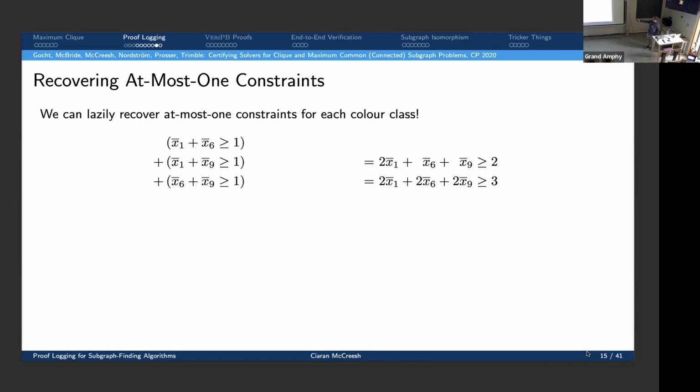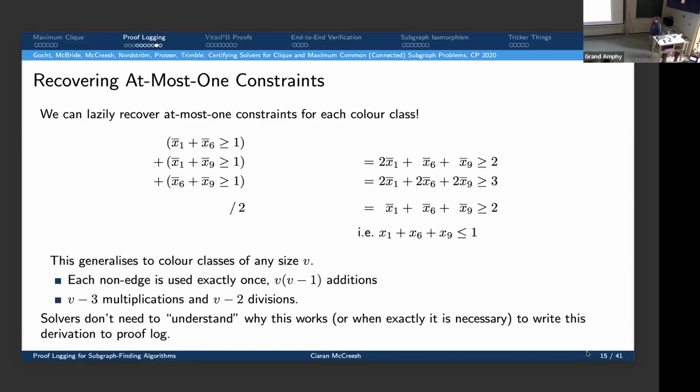We get 2 not x1 plus 2 not x6 plus 2 not x9 is greater than or equal to 3. I'm going to divide this by 2. So I get not x1 plus not x6 plus not x9 is greater than or equal to 3 over 2. Now these are integer variables. So if we think back to the division rule, I can round this up. I'm telling you that at least 2 of these have to be false, which is what we were looking for. We're saying an at most one is true.